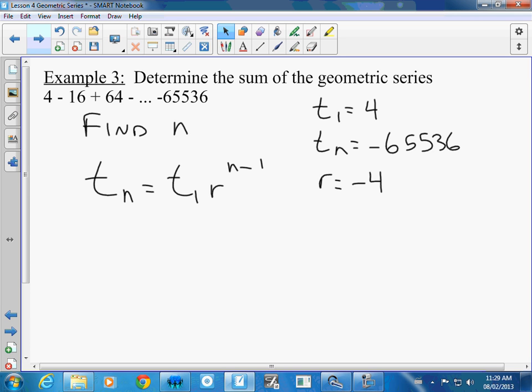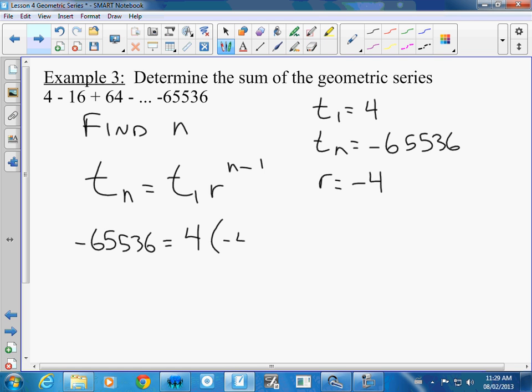Okay, so let's plug in what we know. So Tn is negative 65536 equals 4 times negative 4 to the n minus 1. Why did I put negative 4 in brackets? If I put 4 minus, it would look like 4 minus 4, but it's really 4 times negative 4. I often use brackets just to keep things clear. Now that's ugly.